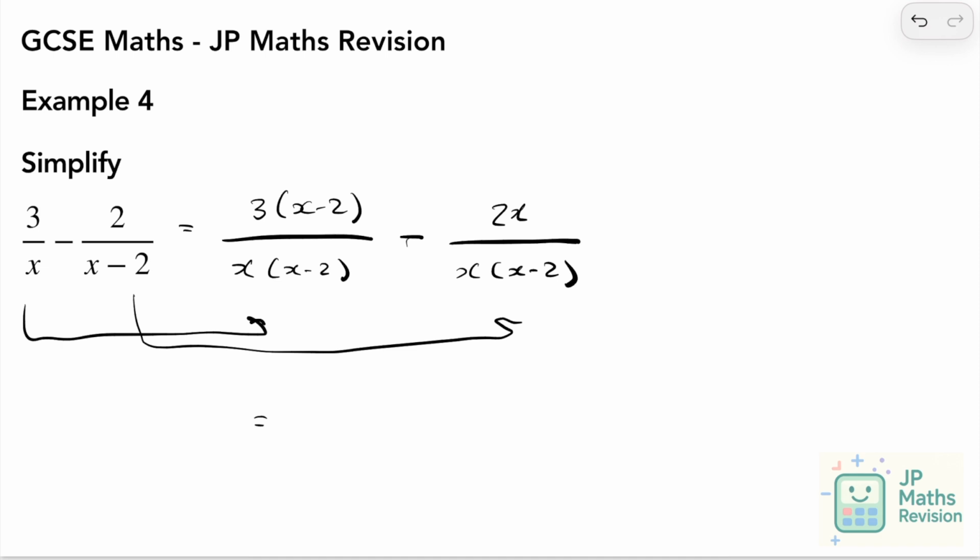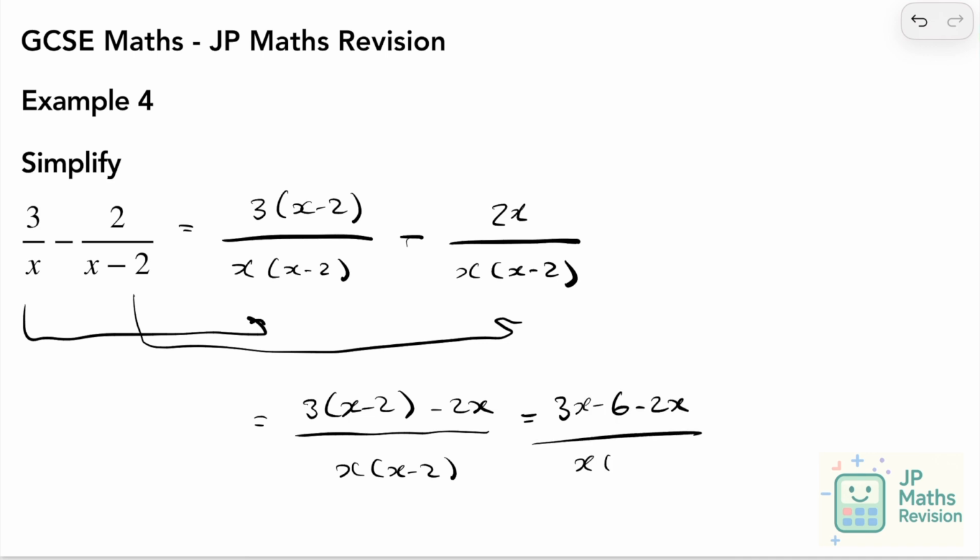And then I'm going to subtract, so I'm doing 3 bracket x minus 2 minus 2x over x bracket x minus 2. If I expand the top, I get 3x minus 6 minus 2x over x bracket x minus 2. Simplifying this, I end up with x minus 6 over x bracket x minus 2. And again, if I wanted to expand the denominator, I could, but there's no pressure to here because the question doesn't specify that we have to.